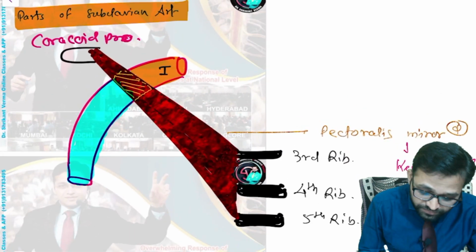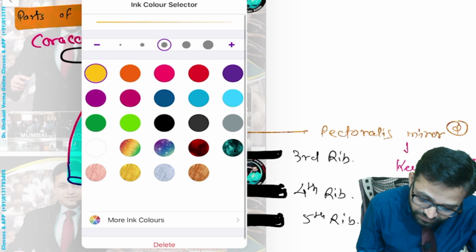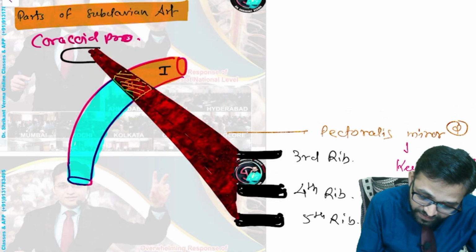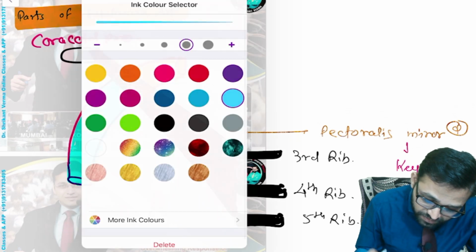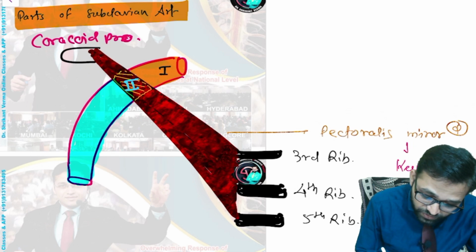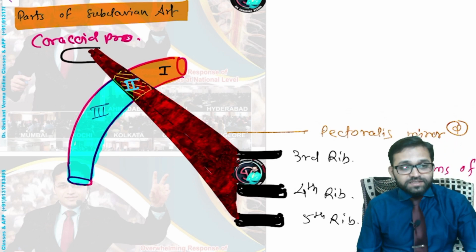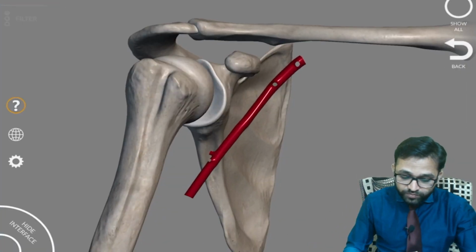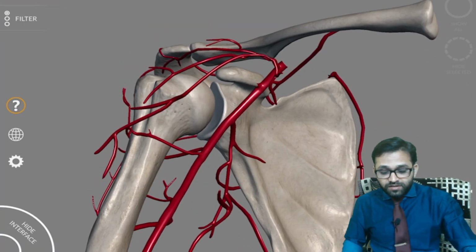First, then here is our second, yes, here is our second part, and then you can observe here the third part of the axillary artery. So I am showing you the three-dimensional model also. Just observe here. Yes, see here.